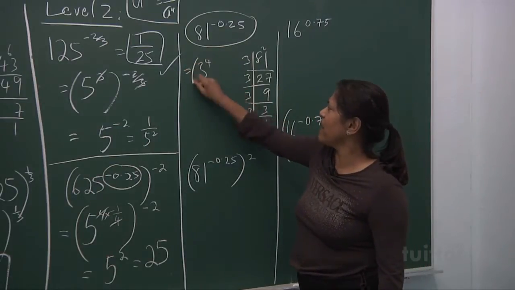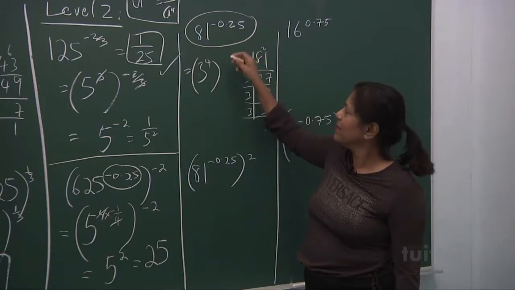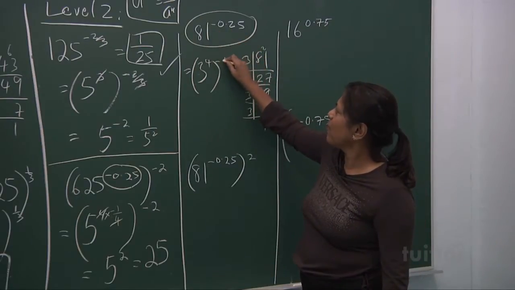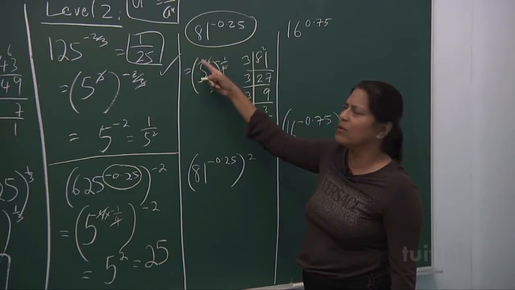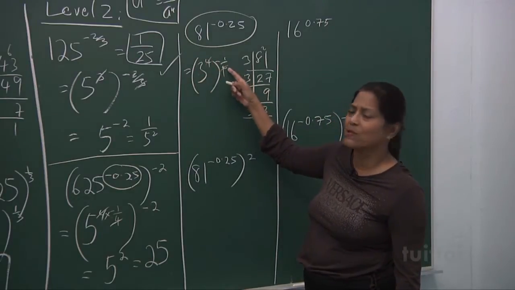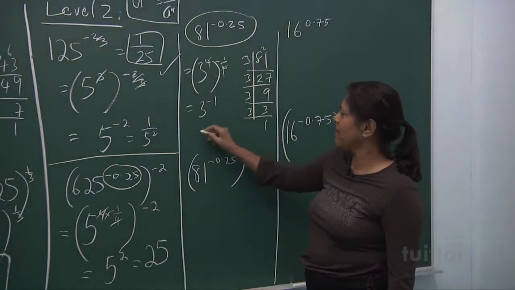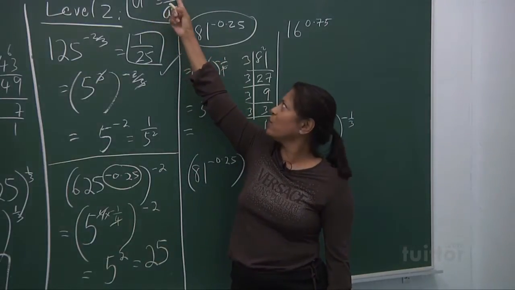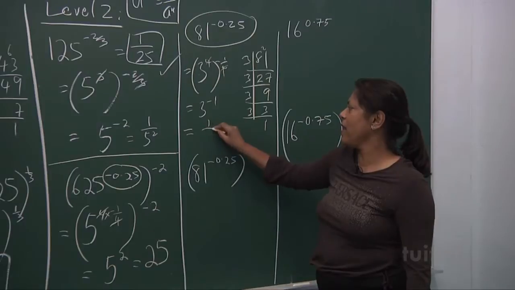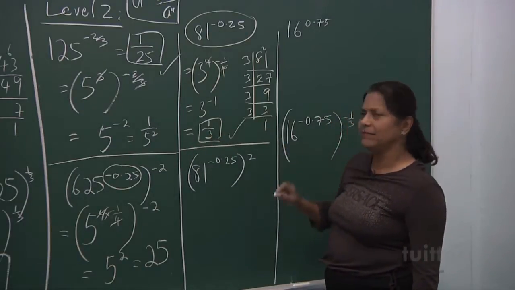And if you look at minus 0.25, 0.25 is 1 quarter. So here you get a minus 1 quarter. When you multiply, cancel the powers. 4 times minus 1 quarter, you get 3 to the power minus 1. What does that mean? Remember the laws of indices. When you have a negative, it's 1 upon 3. That's your answer. You got it.